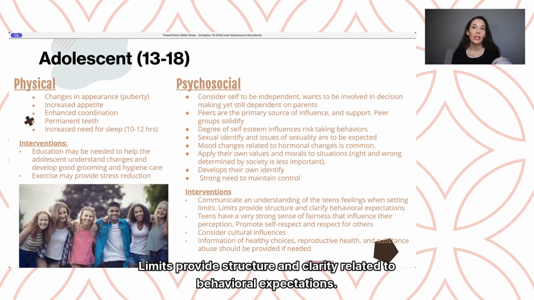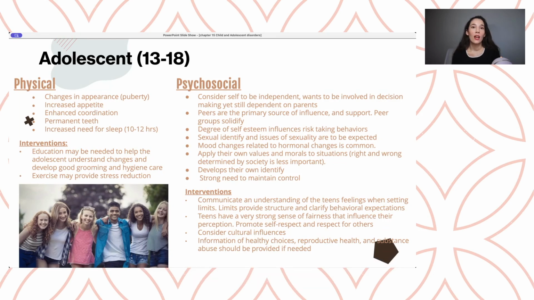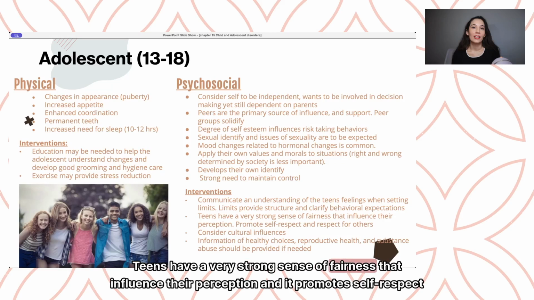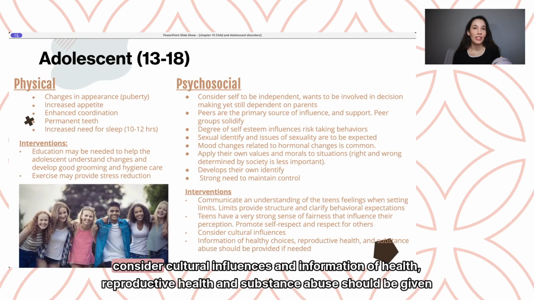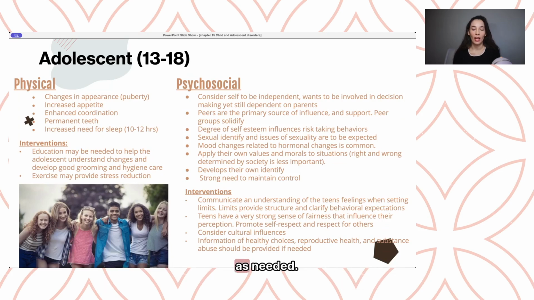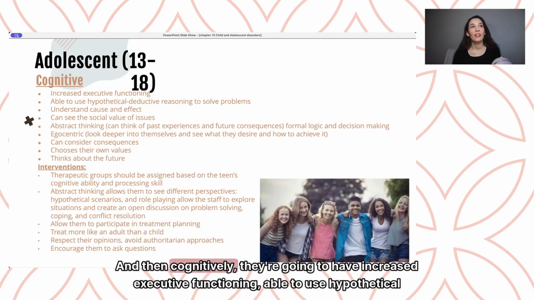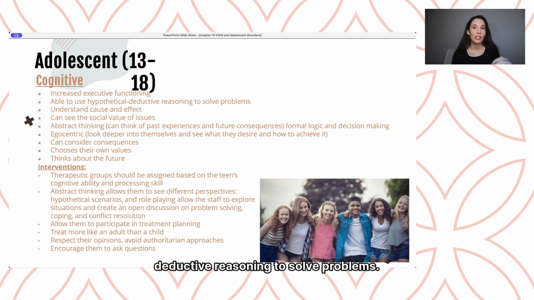Limits provide structure and clarity related to behavioral expectations. Teens have a very strong sense of fairness that influences their perception, and it promotes self-respect and respect for others. We want to always consider cultural influences, and information on health, reproductive health, and substance abuse should be given as needed. And then cognitively, they're going to have increased executive functioning, able to use hypothetical deductive reasoning to solve problems.